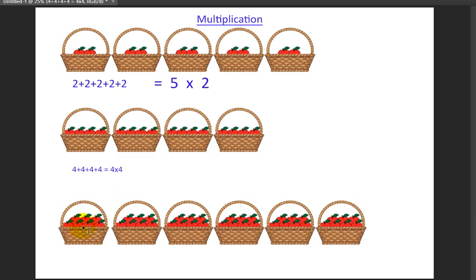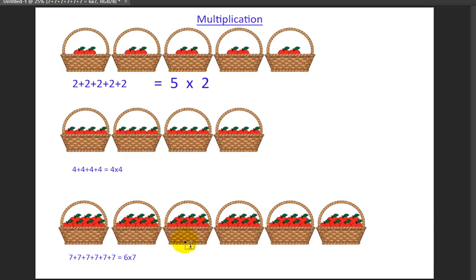Next up, let's go to the next one. Here, each basket has 7 apples, and there are 1, 2, 3, 4, 5, 6 baskets. So I'm going to have to add together 1, 2, 3, 4, 5, 6 sevens. Or in multiplication form, since it's 6 sevens, I would write 6 times 7. Okay?